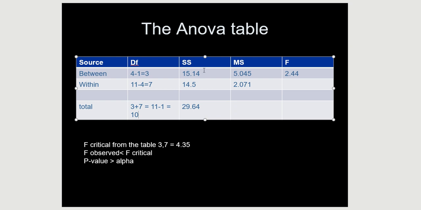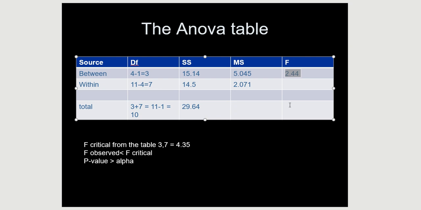Alright, so you take the sum of square of the between, you divide it by the degrees of freedom of the between, you get the mean sum of square between, which is 5.045. Then you take the sum of square of the within, you divide by the degrees of freedom of the within, you get the mean sum of square within 2.071. The top one divided by the bottom one, this is your F calculated 2.44.